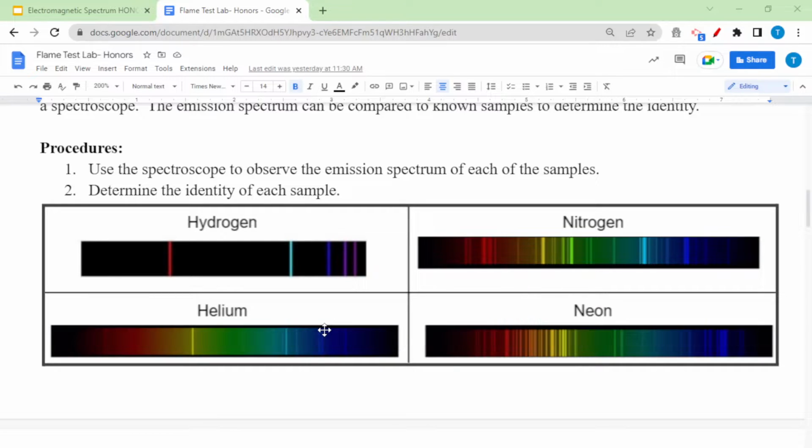And so what we did in the lab was we looked through a spectroscope and we saw the different spectrums and we tried to match it to one of these four elements. But again, that's not important for the handout. That was just kind of for fun. The other part is a little bit more important. That is the actual flame test part.